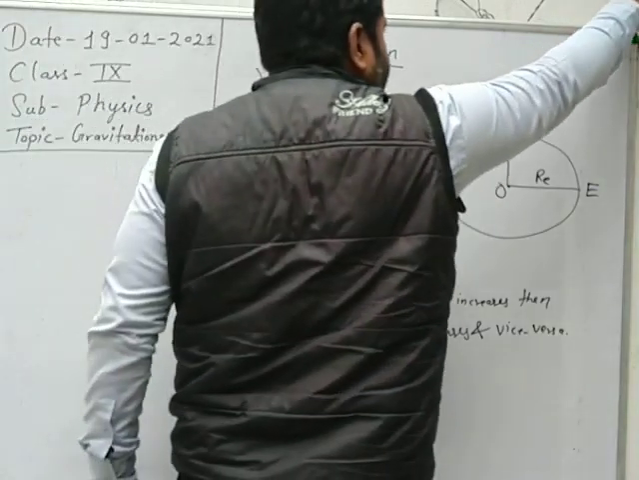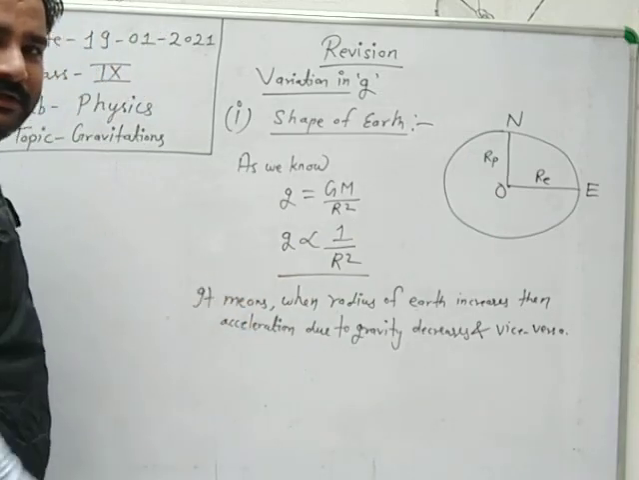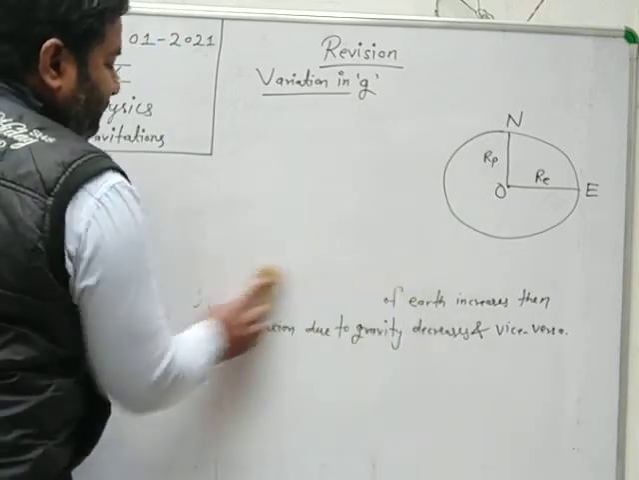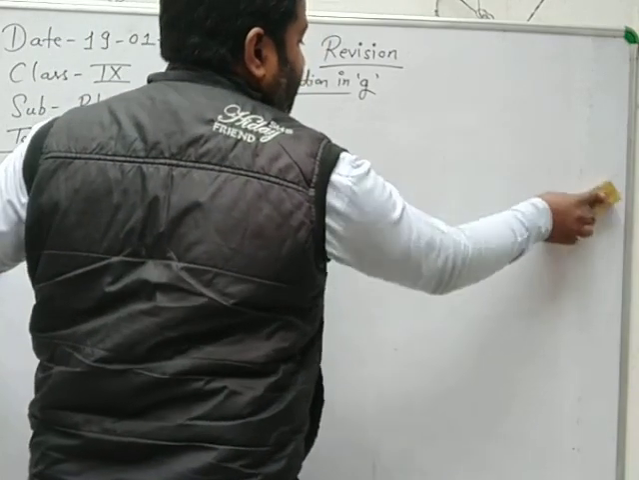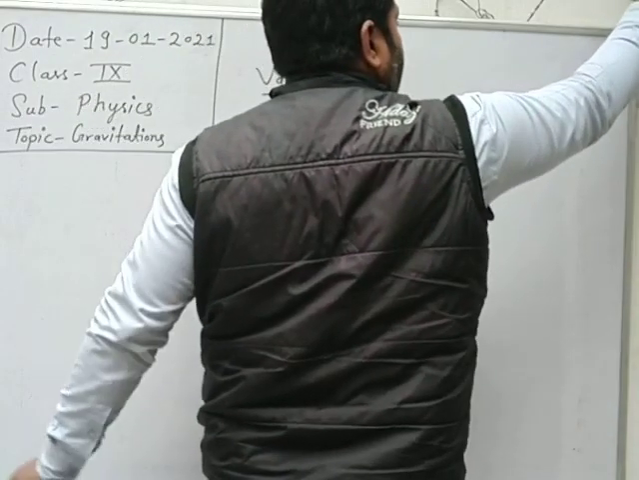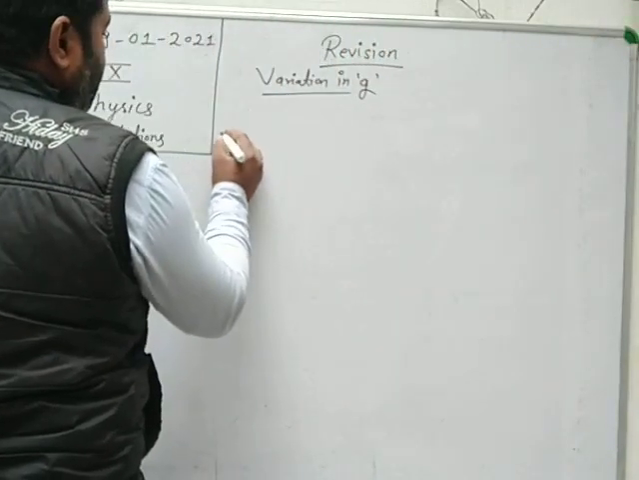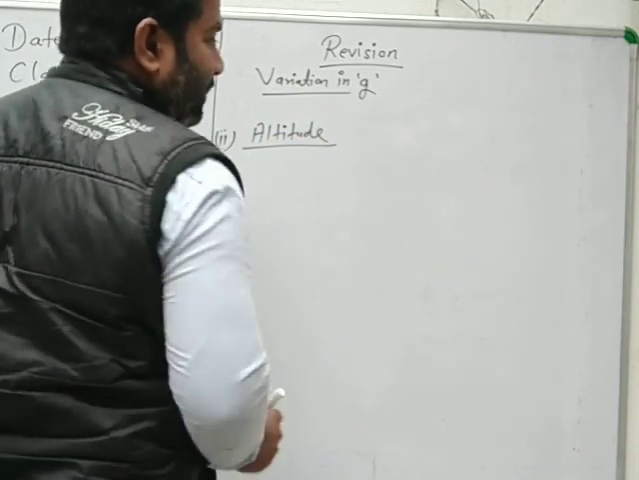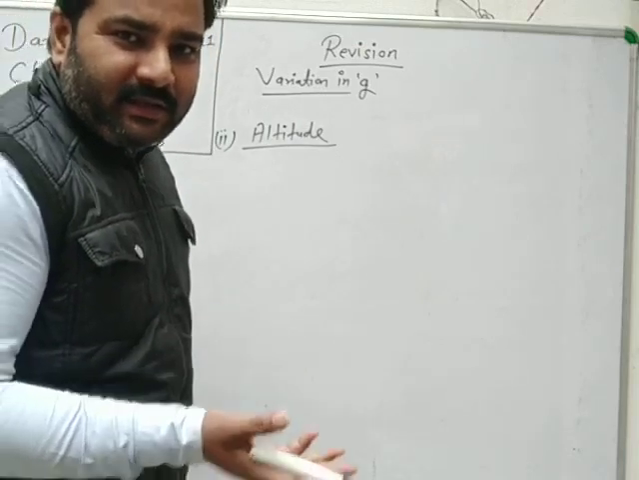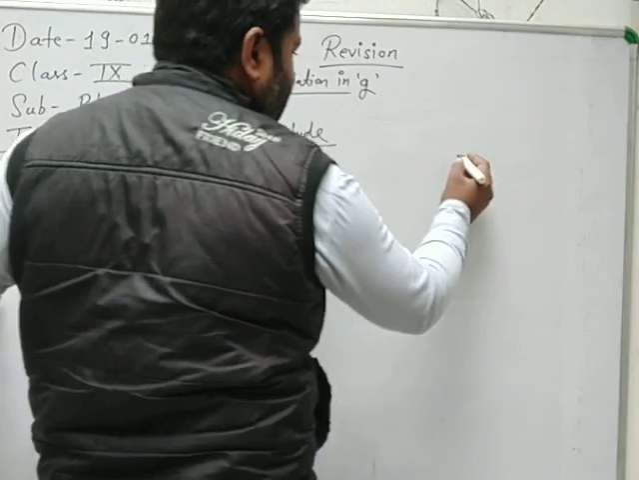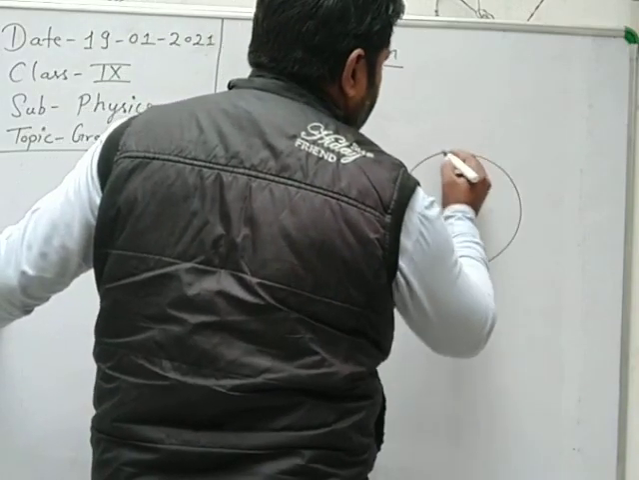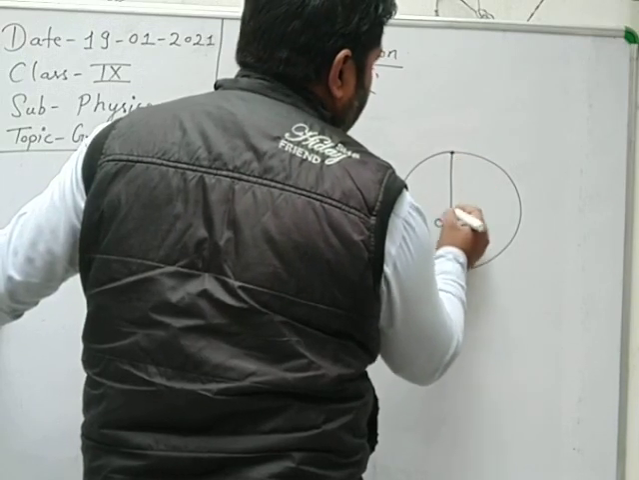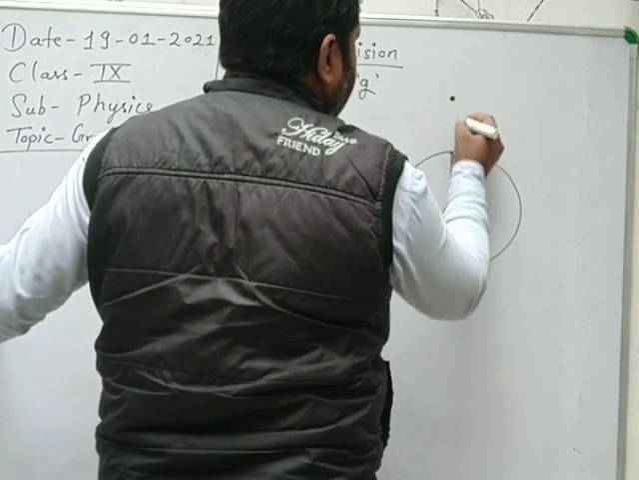Let's see the second one, the altitude concept. Let's note it down, a very easy concept. Second one, just after the first, altitude. Suppose a body of mass m is raised up to height h above the earth's surface. Just see, this is the earth's surface and the radius of earth is capital R, and the body is raised up to h height.